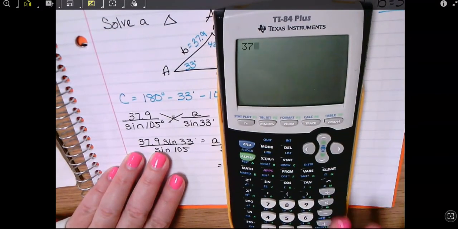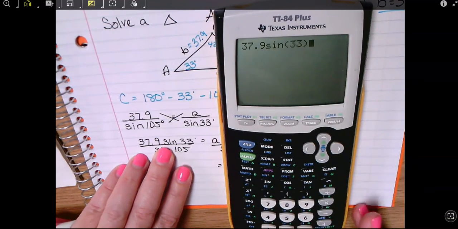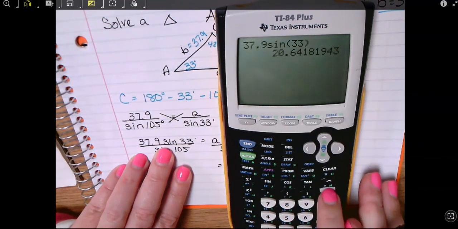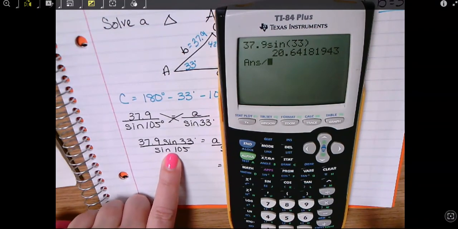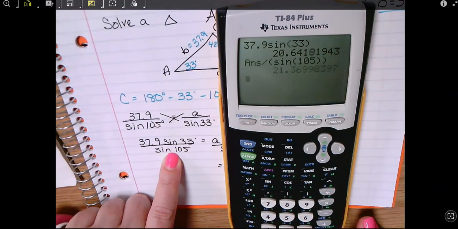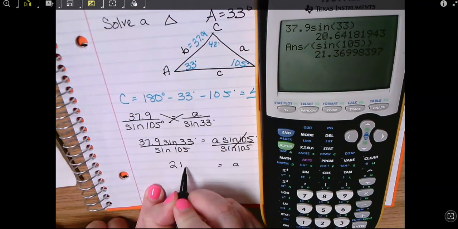Okay, so 37.9 sine of 33. Now you're going to hit enter. Do not write this number down. Now we're going to hit divide, and now we're going to type in the bottom. So let's put parentheses around it, so sine of 105. You see I have two opened, and let's make two closed. Enter. So I got, let's call it 0.4.